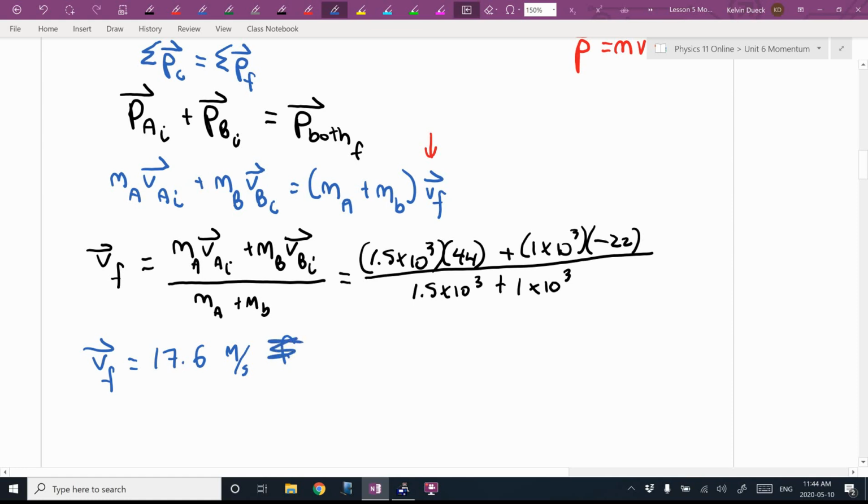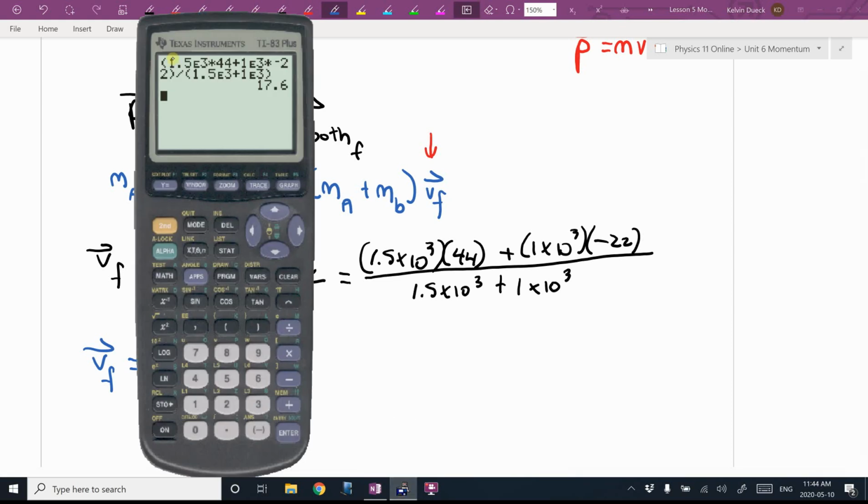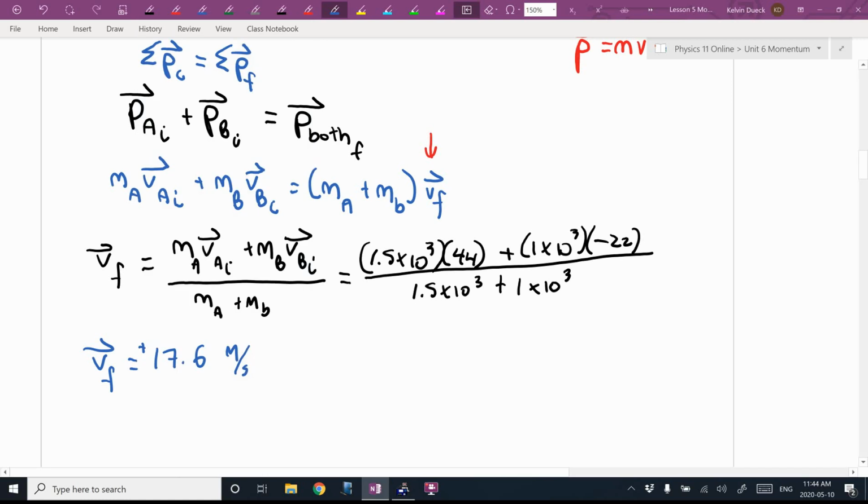You know what? I labeled positive and negative in the question, so I'll just put a little positive there to let myself know I did do the direction. Let me make sure I didn't make a typo, because it's not like I've ever done that before. I think I'm right.